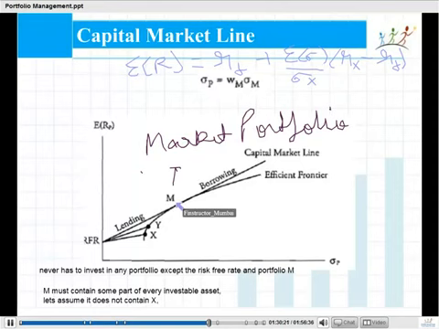So if portfolio M does not contain an asset X, then no one will invest in the asset X because he doesn't need to. The best combination can be created by M and the risk-free rate. So if M does not contain X, then nobody will invest in X.